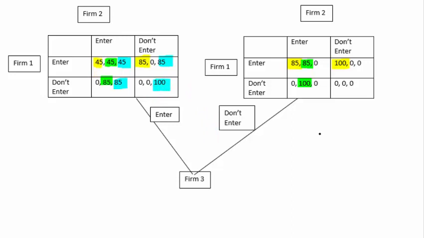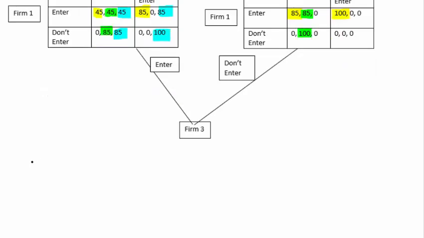And as we can see, firm 3 decides to enter every single time, so this makes it firm 3's dominant strategy, thus making don't enter firm 3's dominated strategy. So they will always want to enter the market and never want to not enter the market. With this information, we can find our Nash equilibrium.